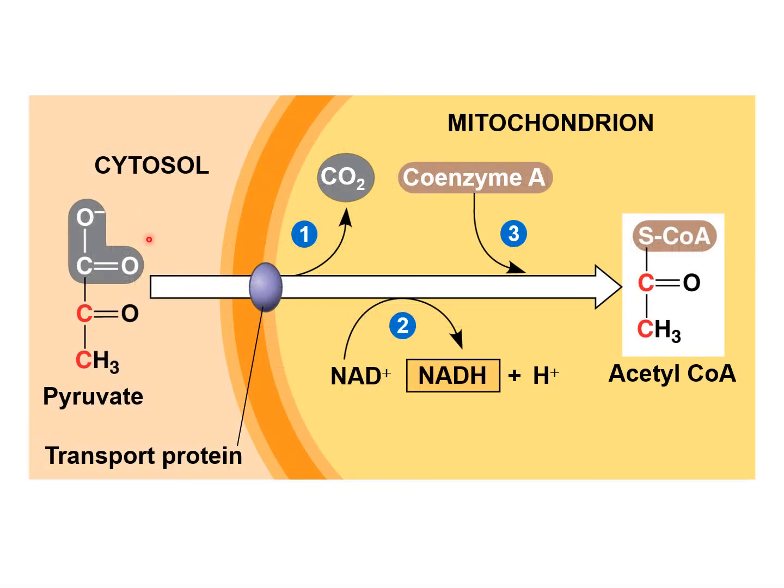So here's the pyruvate. We've got a transport protein that clips off that carboxyl group. We harvest those electrons. We now have NADH that can go shuttle those electrons to electron transport. Coenzyme A, we're going to attach that to the acetyl group, and now we have acetyl-CoA.